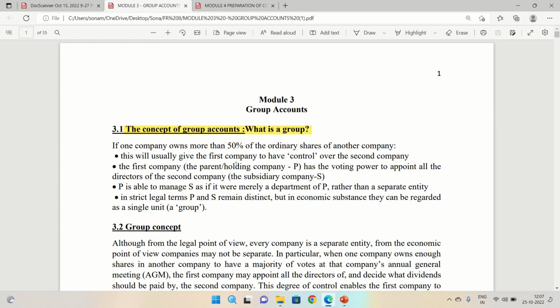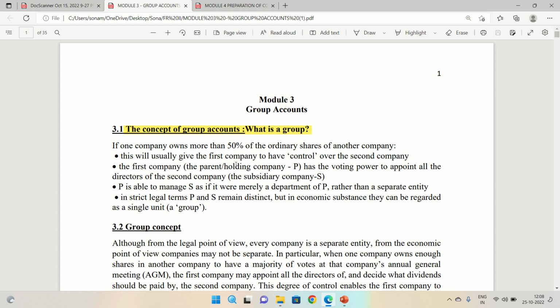But to begin with, we'll start with the concept of group accounts, or what do you mean by a group? What is a group? A group, as you all know, consists of one or more persons. From the group accounts point of view, or from the point of view of consolidation, a group means it comprises a parent undertaking and its subsidiary undertaking. In simple terms, it means a group contains a parent company and its subsidiary company. So a parent company and a subsidiary company together constitute what we call a group.